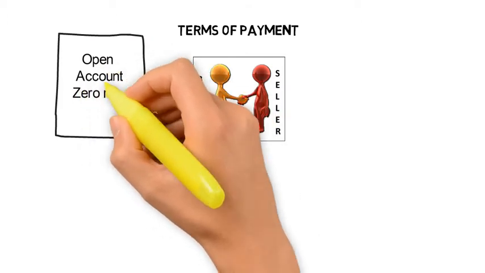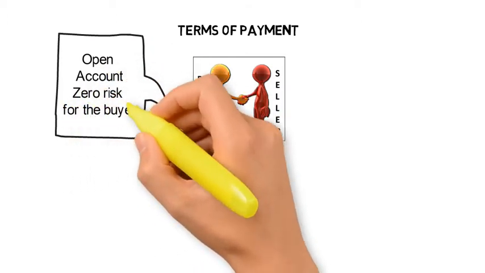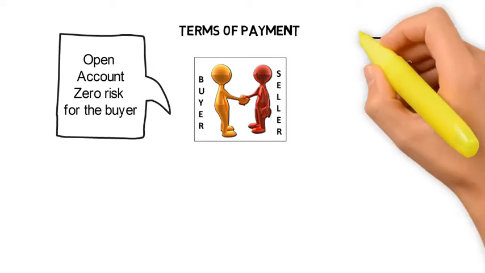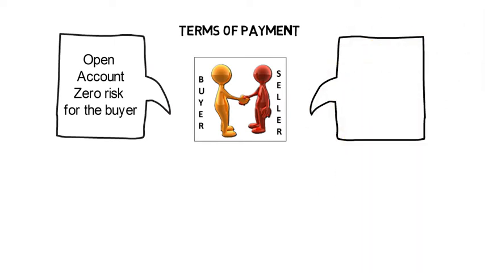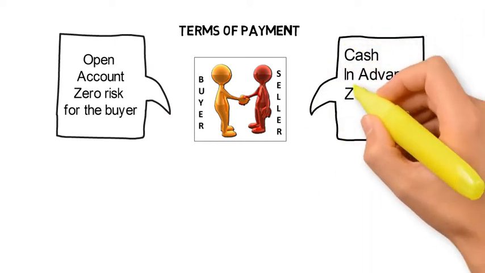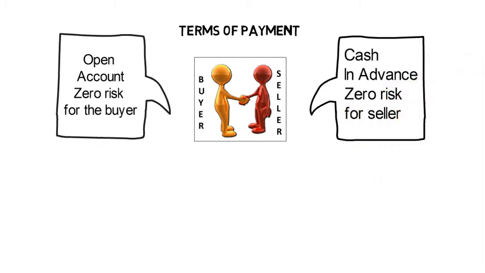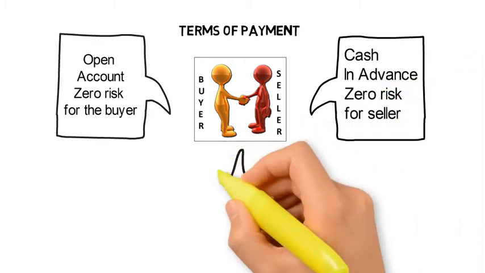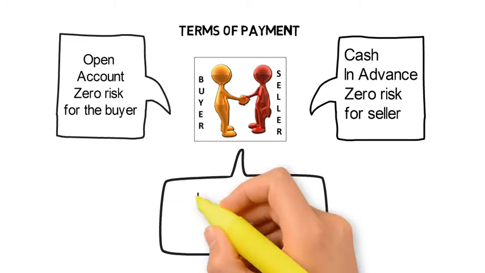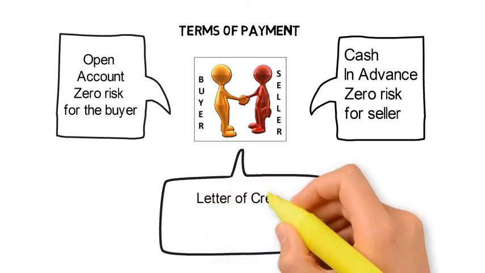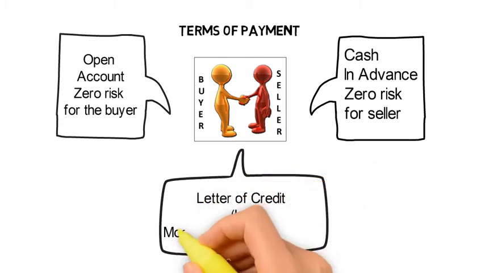In an open account, the payment is made after delivery, giving the buyer zero risk. In cash in advance mode, the payment is made before delivery, giving the seller zero risk. The most commonly used mode is the LC. The buyer's bank issues an LC to the seller guaranteeing payment once goods are delivered according to specific requirements.